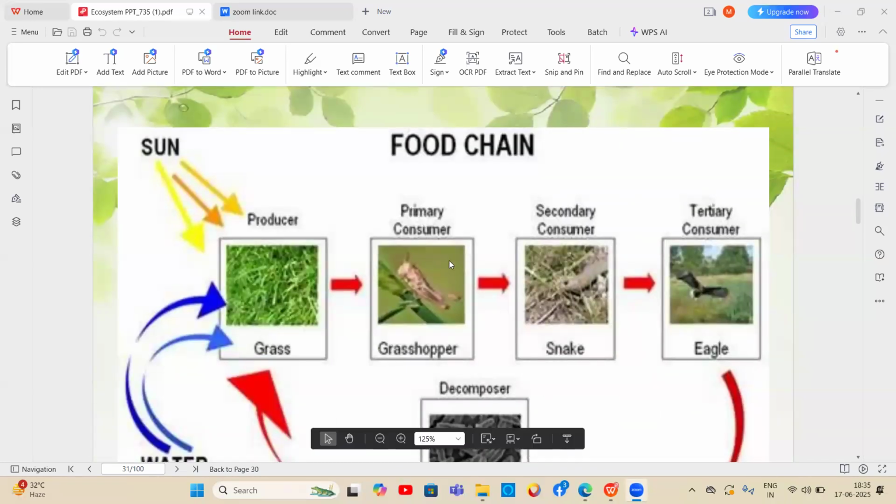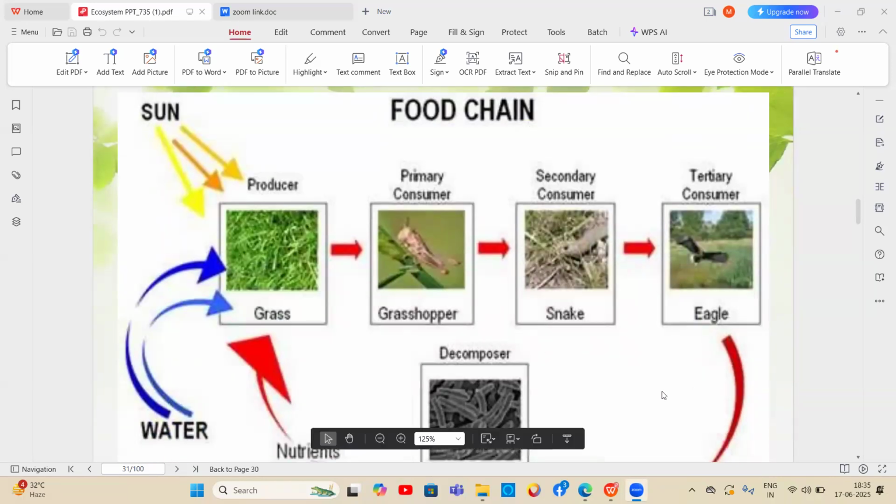This is an example of a food chain, where the grass is the producer. From the grass to the grasshopper, which is a primary consumer, the transfer of energy takes place.